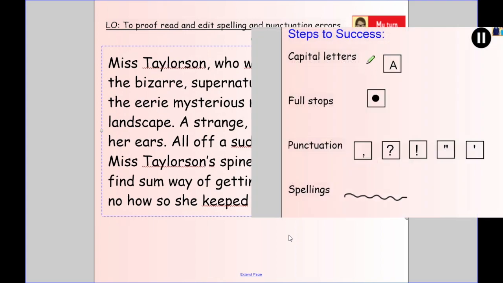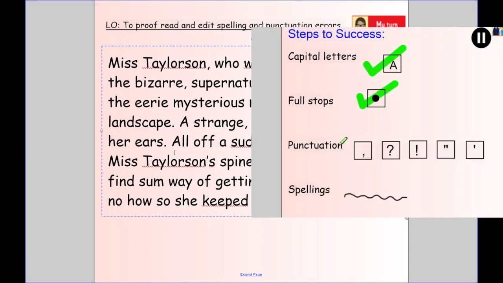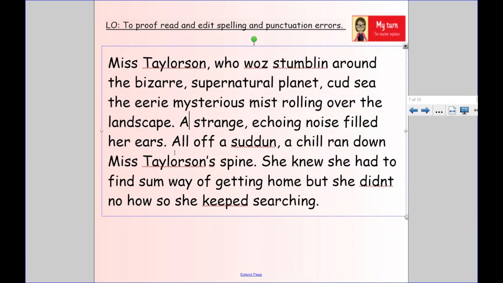Okay, I think I found all of my capital letters now. I think I've also got all of my full stops because when I was reading that through, as I paused, the full stops seemed to be in the longer places where I paused. And I need to check for any other punctuation I may have missed.